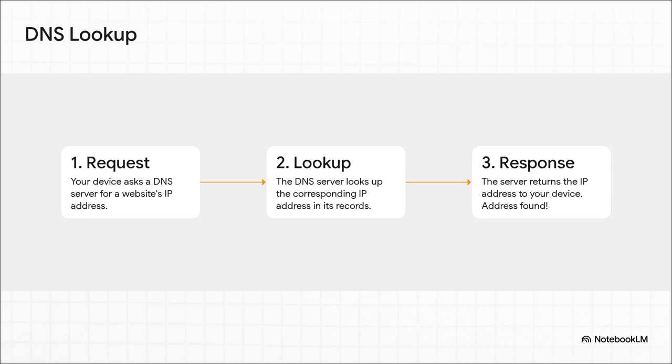And this whole thing, this DNS lookup, happens in a flash. Your computer basically shouts out, "Hey, where can I find catvideo.com?" A nearby DNS server hears it, looks it up in its massive directory, finds the matching IP address, and sends it right back. And just like that, address found. Our packet is officially ready to hit the road.